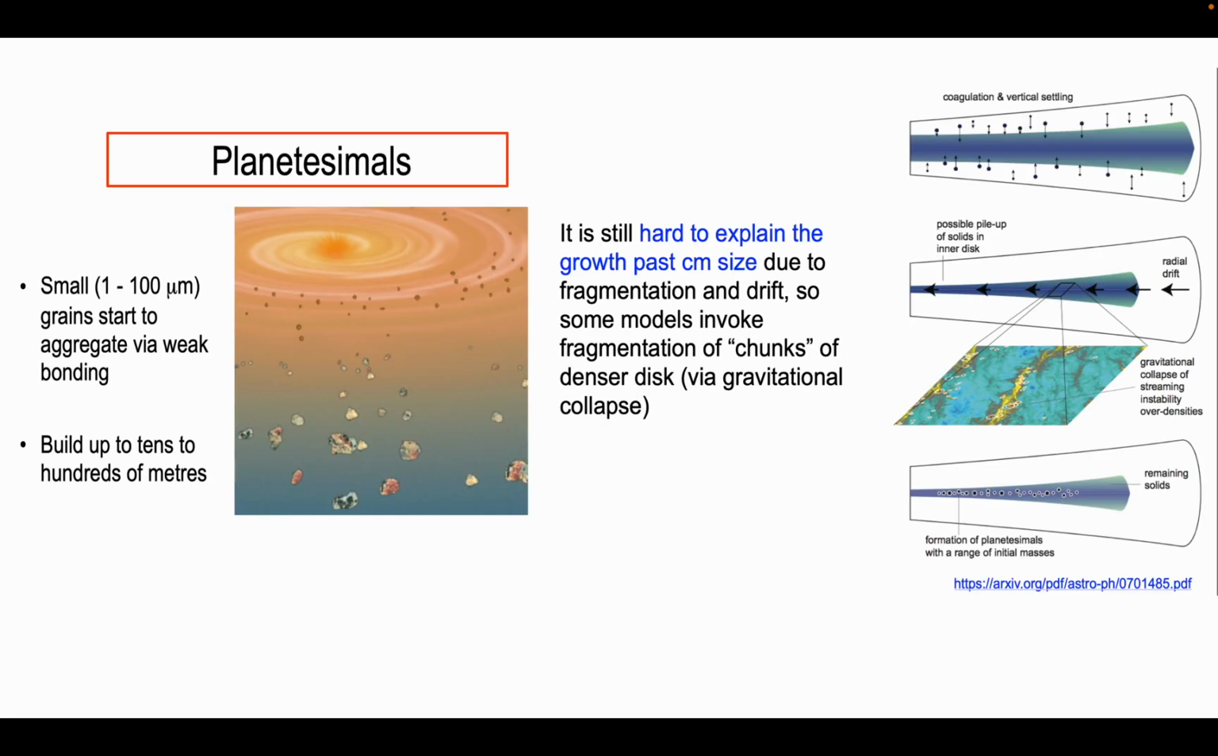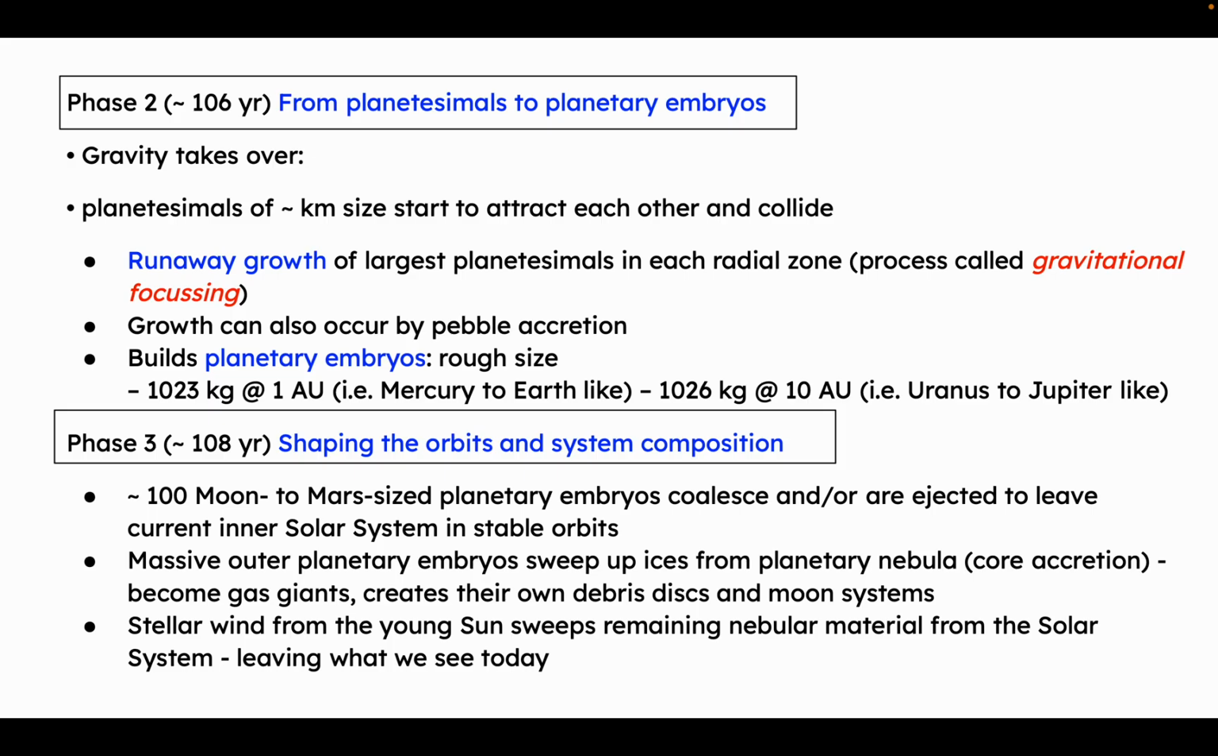And next, these planetesimals are formed via weak bonding. Gravity has very little role here. From the second step onwards, gravity takes over. The planetesimals of a few kilometers in size start to attract each other and collide. This is a runaway growth process of the largest planetesimal in each radial zone. This process is called gravitational focusing.